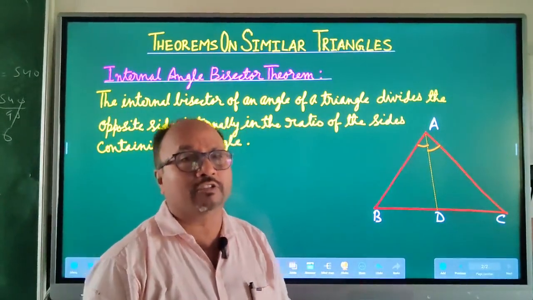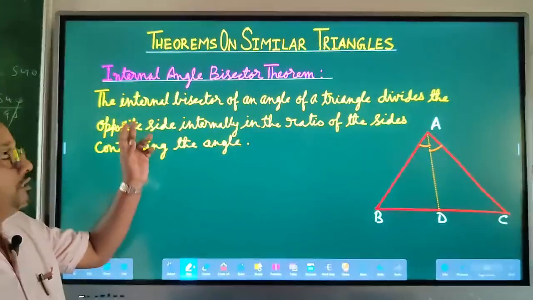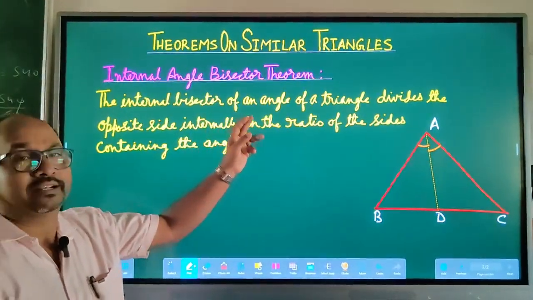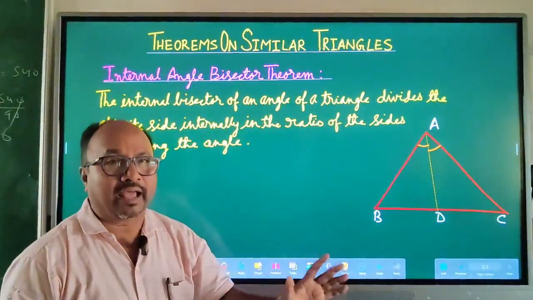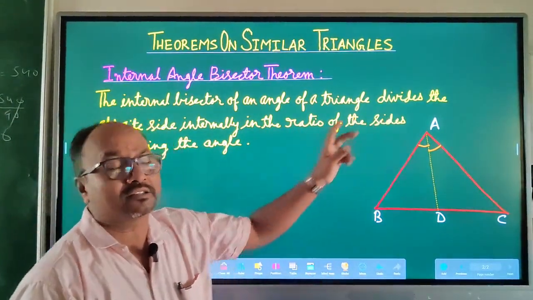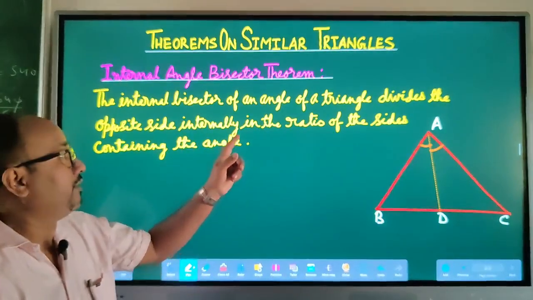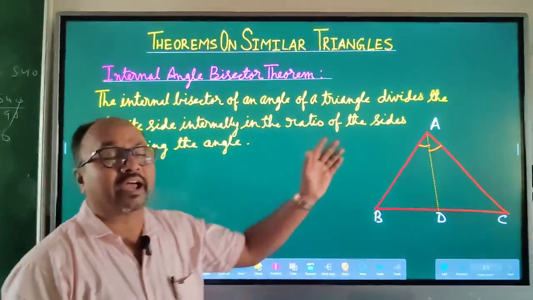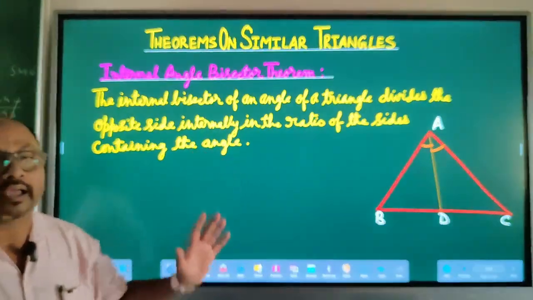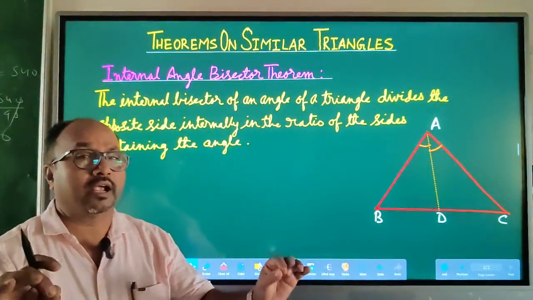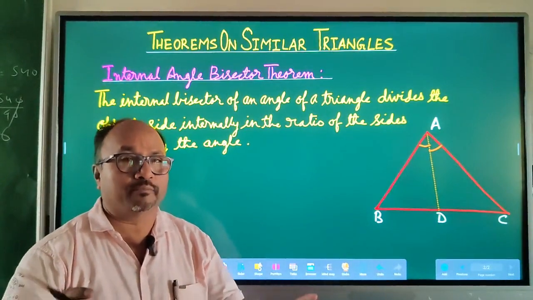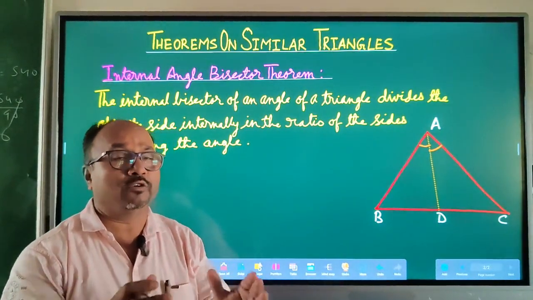And the statement of the theorem goes like this: the internal bisector of an angle of a triangle divides the opposite side internally in the ratio of the sides containing the angle. Try to understand the meaning of this theorem properly. So I split it up into parts.